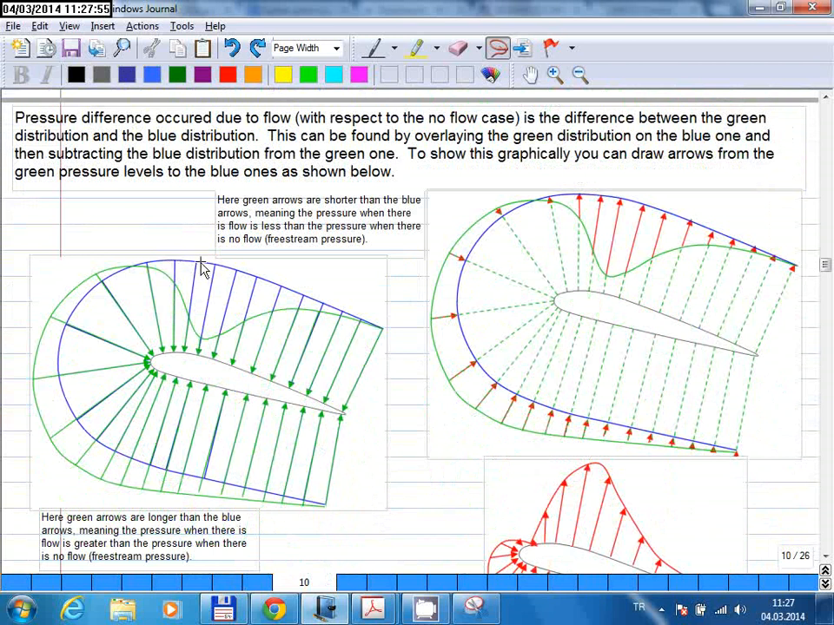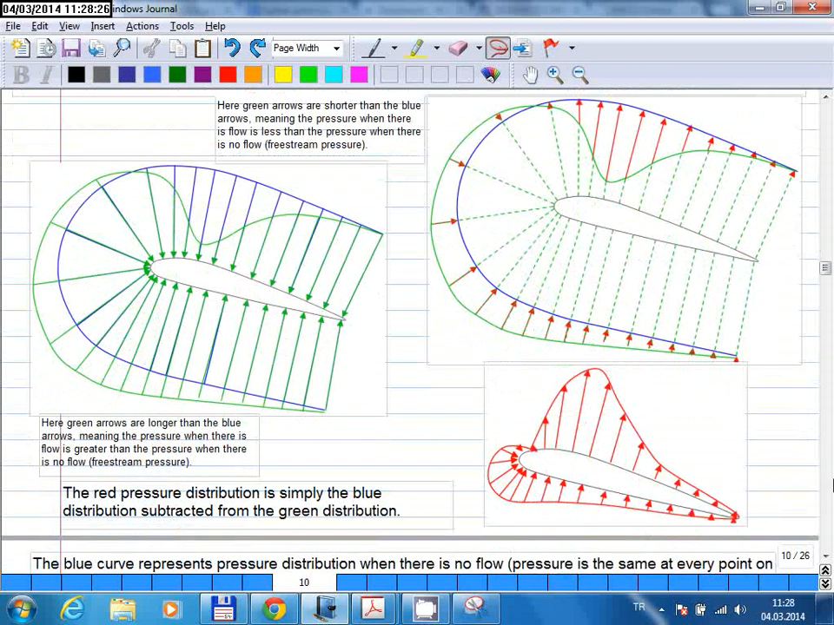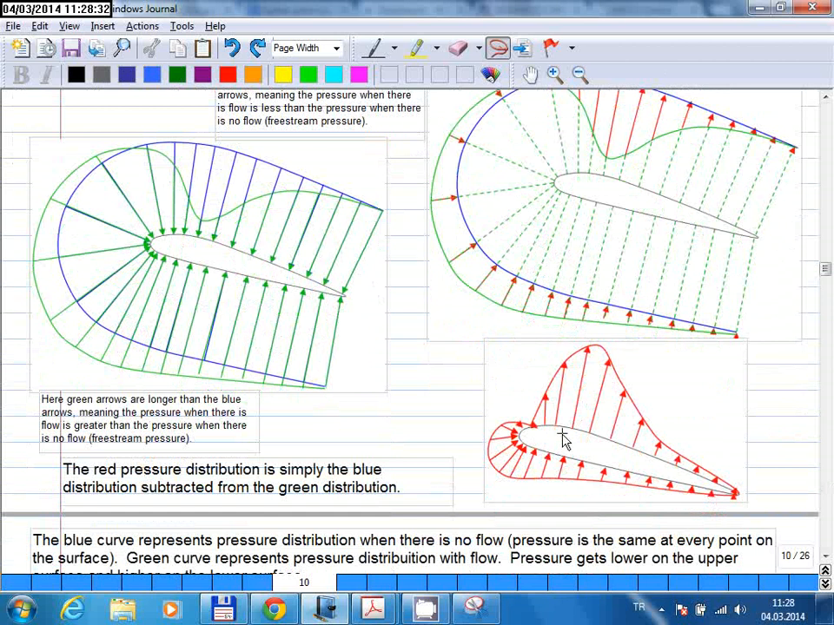In the no flow case, you have this blue distribution, but whenever there is flow, you have the green distribution, and the difference is represented by these red arrows here. So I'm subtracting the blue one from the green one. Here I have this little red arrow. Here I have a slightly larger red arrow. Here the arrows are in the other direction because the green one is smaller. And when you plot the red lines, this is what you get.